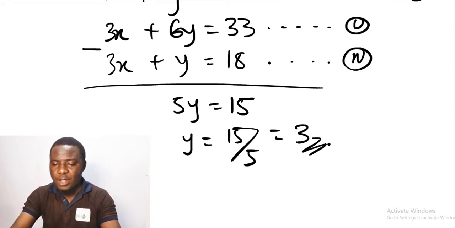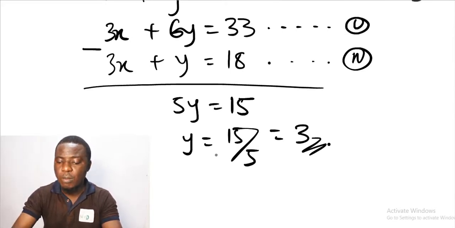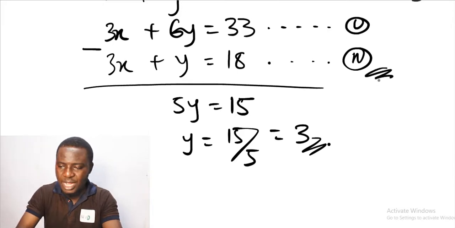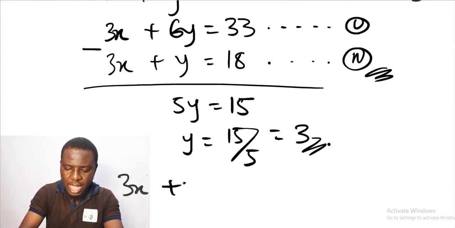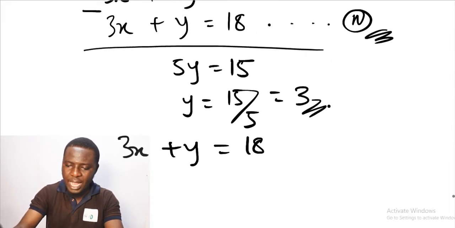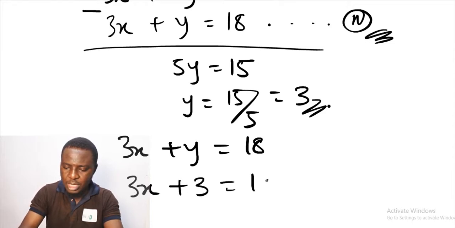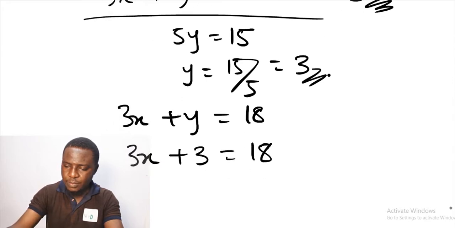Now we have gotten our value for y. You can now substitute 3 for y in any of the equations, be it equation 1 or equation 2, be it the old equation or the new equation. Whichever equation you want to substitute it into, you're going to arrive at the answer. So I'm going to substitute 3 for y in equation 2. And equation 2 says 3x plus y is equal to 18. So wherever I see y, I'm going to write 3. This becomes 3x plus 3 is equal to 18.